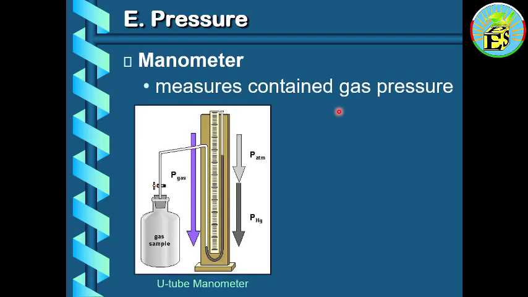Another device is called the manometer. The manometer measures contained gas pressure. It compares the pressure inside a container with the weight of the material put in it. And usually we use mercury because mercury has a great density. Yes, good, it's very dense. So we use mercury in manometers to detect the pressure inside a container.